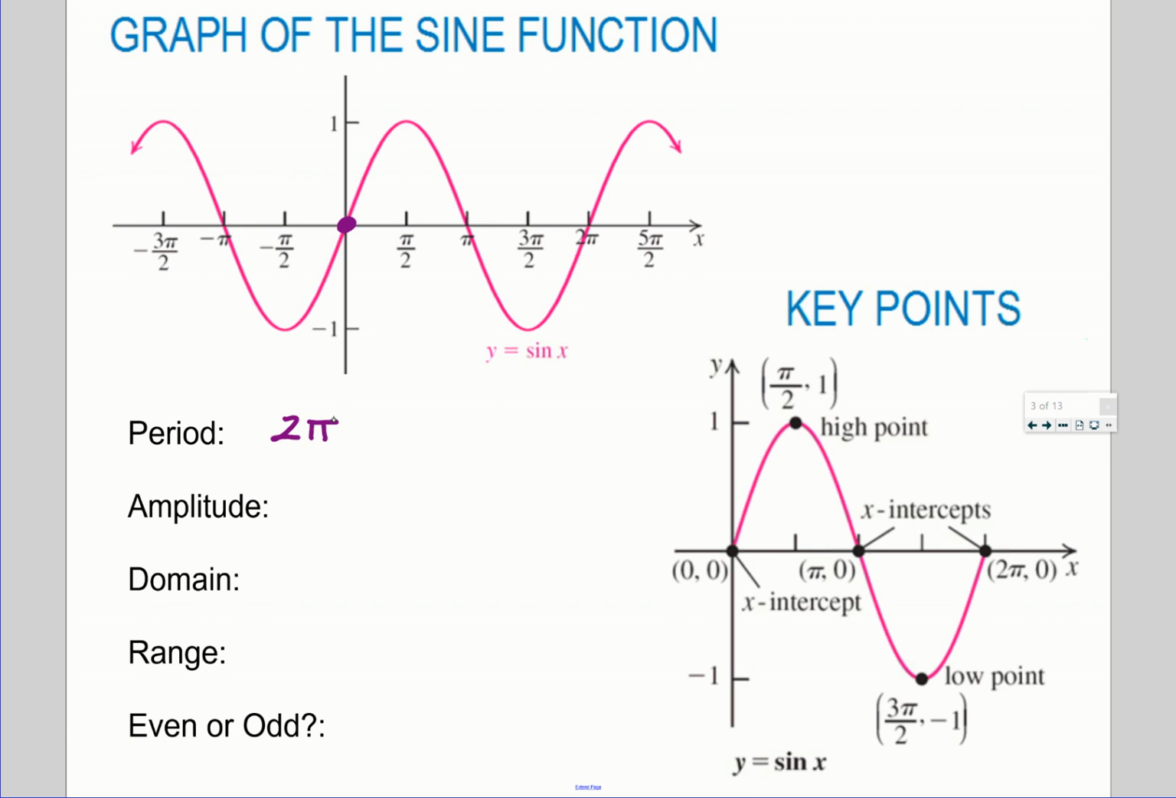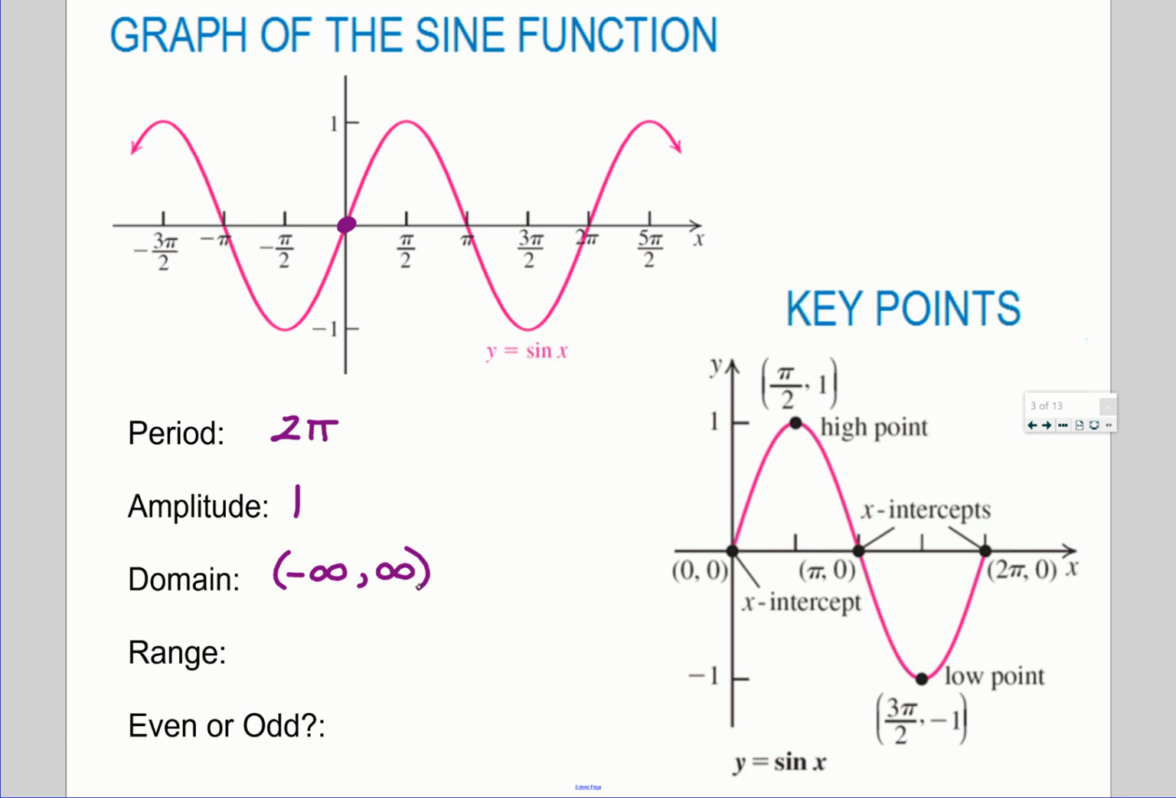It's 2. Half of that is 1. So we say the amplitude of this wave is 1. What's the domain, do you think? Yep, and we're going to practice using our interval notation with our parentheses. All real numbers, negative infinity, infinity. What's the range?